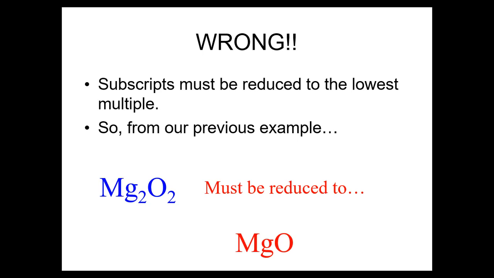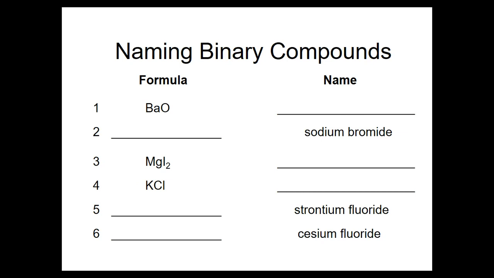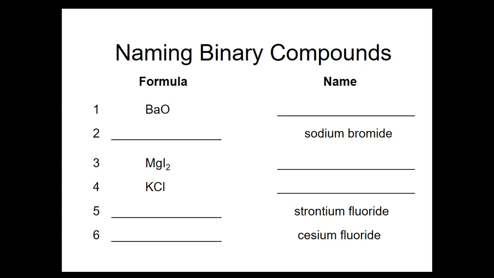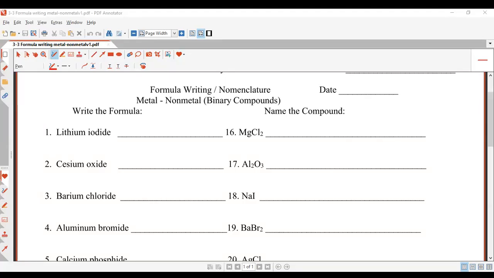Actually, instead of practicing on this, I'm going to stop this for a minute and bring up your homework, and we're going to look at some problems on your homework just to practice this. Okay, so let's practice writing formulas for ionic compounds when we have fixed charges. On the left-hand side of this sheet, you're going to be writing the formulas. So let's do some of those.